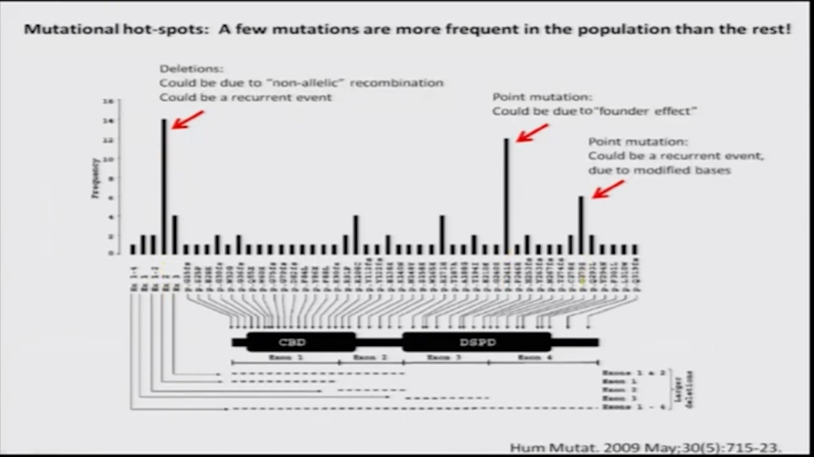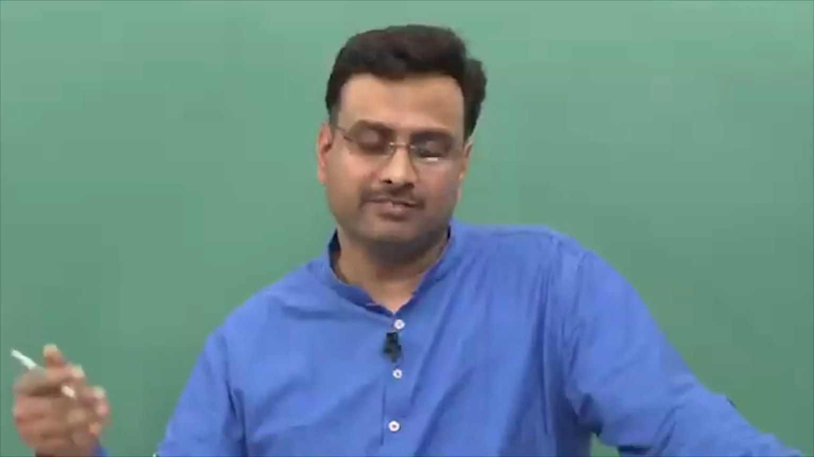For example, deletions. The deletions could be due to a process called non-allelic recombination. These are illegitimate recombinations, an error during the meiotic process that can result in deletions, right. And this process depends on your genome sequence. So, it can be a recurrent event, meaning it can happen again and again during meiosis. Therefore, you have more chance of this mutation coming into the population.